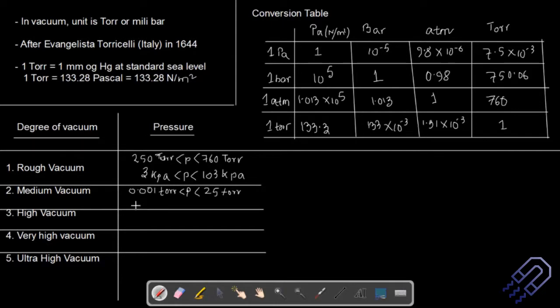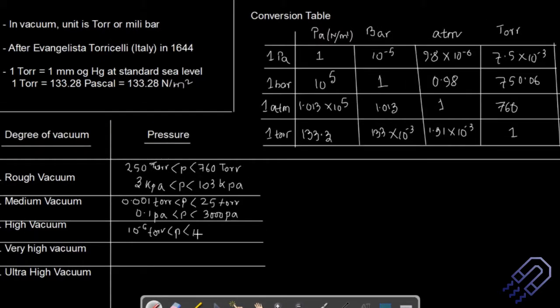In pascal we can say it is 0.1 pascal to 3000 pascal. This can be considered as medium vacuum. So you see here, this is pascal, this is kilopascal. The pressure has reduced from 3 kilopascal, that means 3000 pascal, to 0.1 pascal. This is 10 to the power 5, and this is 10 to the power 3. So it is reduced. That is what is called the medium vacuum. So please note this range that we are talking about.